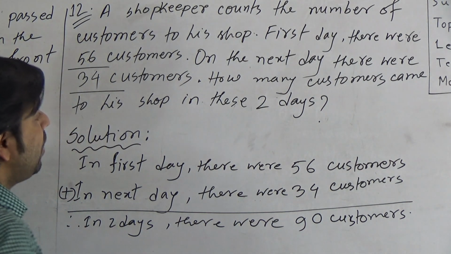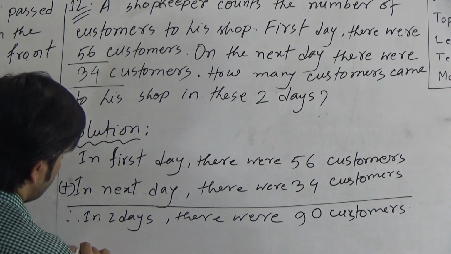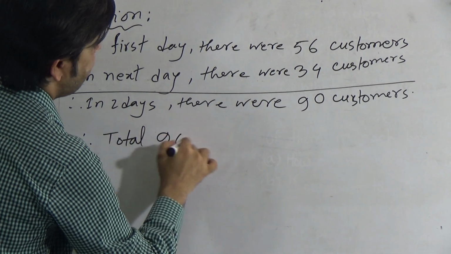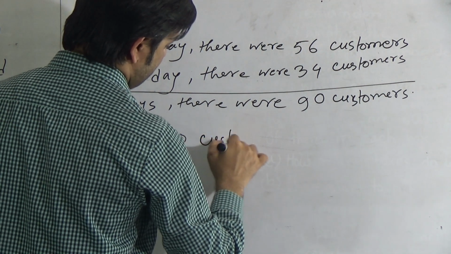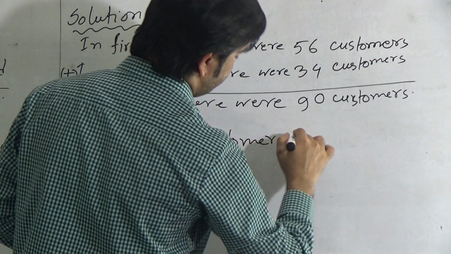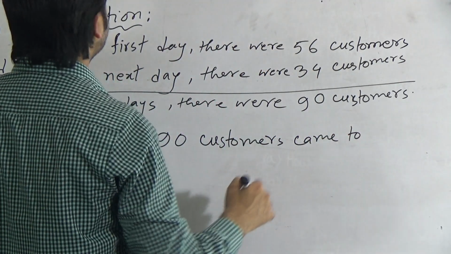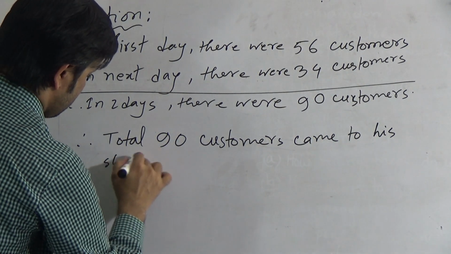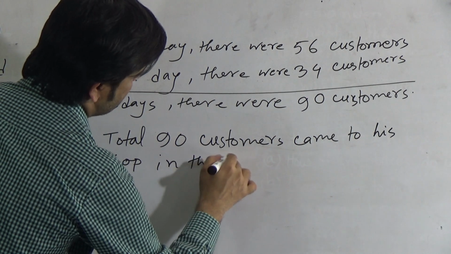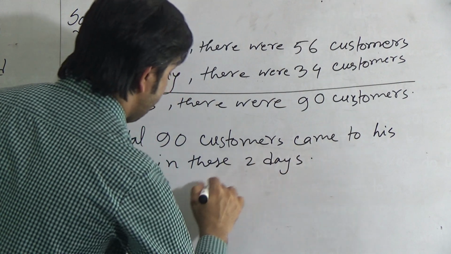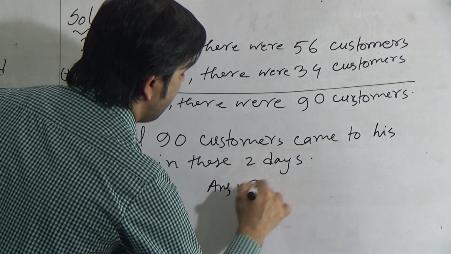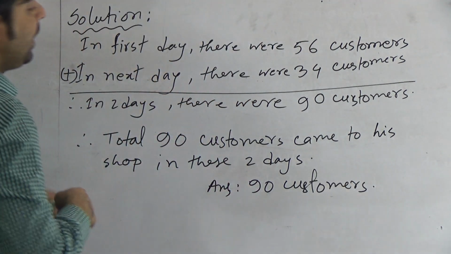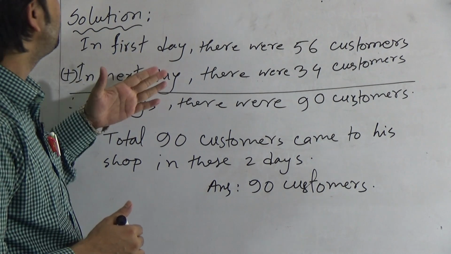Okay, dear students, so now we can write, therefore, total 90 customers came to his shop in these 2 days. So, the answer of word problem 12 is 90 customers. Okay, dear students, I hope you have understood the solution of word problem 12 also.